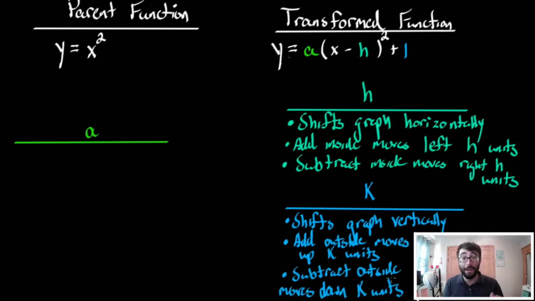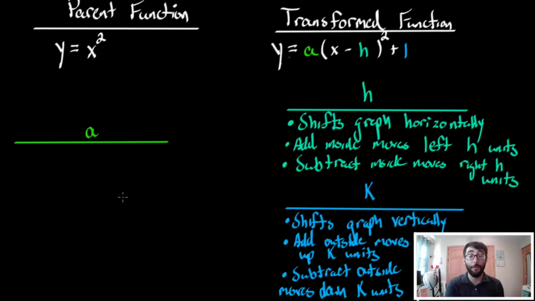And remember, the value of a vertically stretched the graph, vertically compressed the graph, or reflected it over the x-axis. Now remember, vertical stretch is when we stretch the graph vertically and it makes the graph appear a lot more narrow, okay? It's a lot skinnier. However, if we vertically compress the graph, so we compress it down, that actually makes it appear a lot wider, okay? And these are dependent upon the value of a.